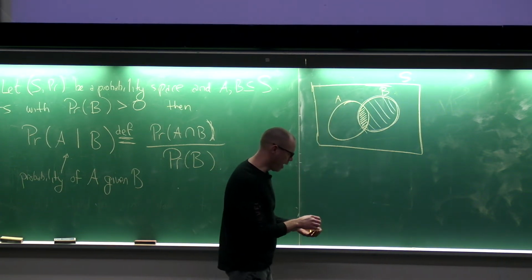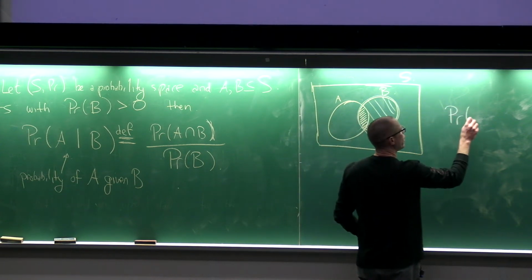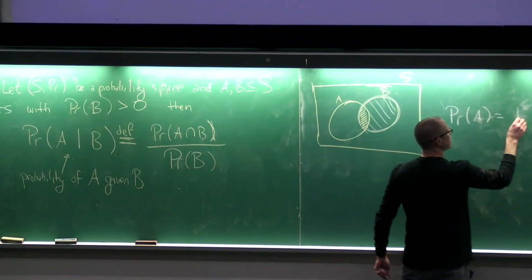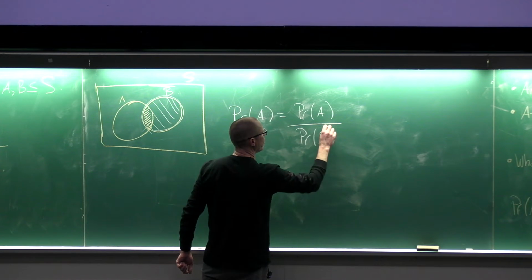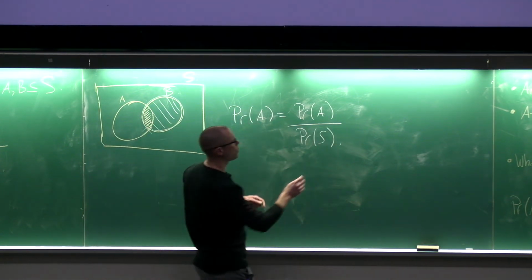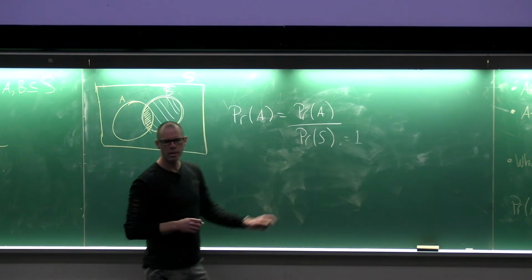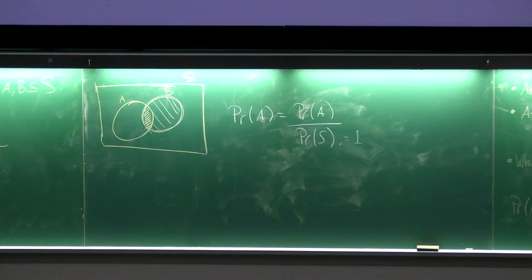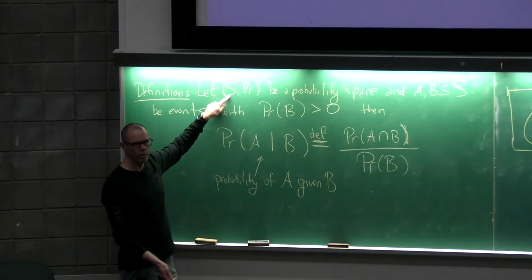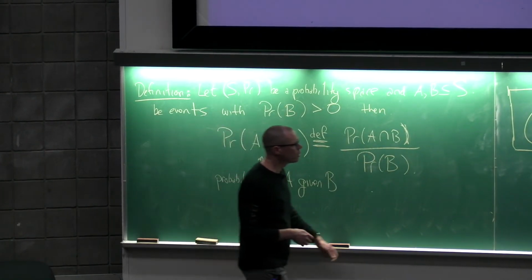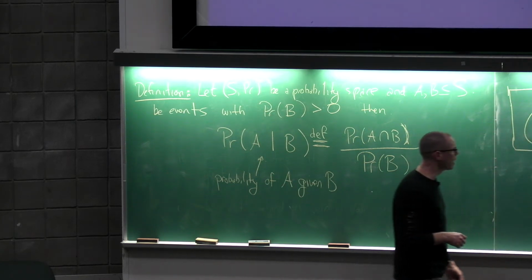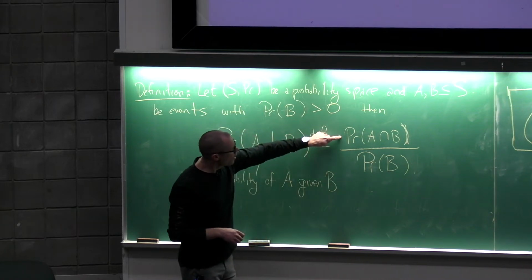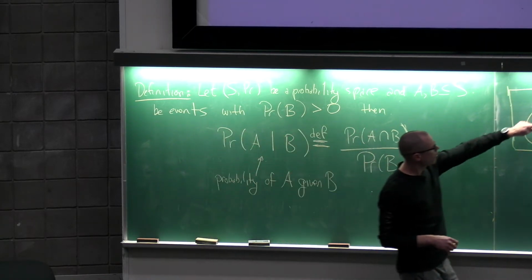And in fact, this is true, right? The probability of A is the probability of A divided by the probability of S. And why is that true? Well, that's true trivially because the probability of S is equal to 1. That's what it means to be a probability space: when you sum up over all of the possible outcomes, the probabilities, you get 1. So indeed, another way to think of the probability of A is just the probability of A divided by the probability of S. This says, well, what I do is I look at A intersect B, this part, and I divide it by the probability of B.